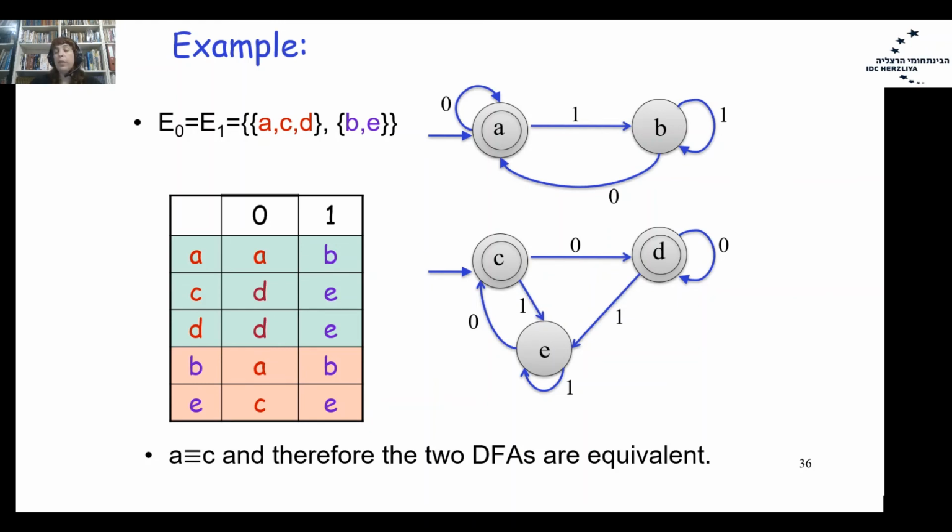We have the starting state of the first automaton A in the same equivalence class as the starting state of the second automaton D, and therefore the two DFAs are equivalent, and that means that they accept the same language.